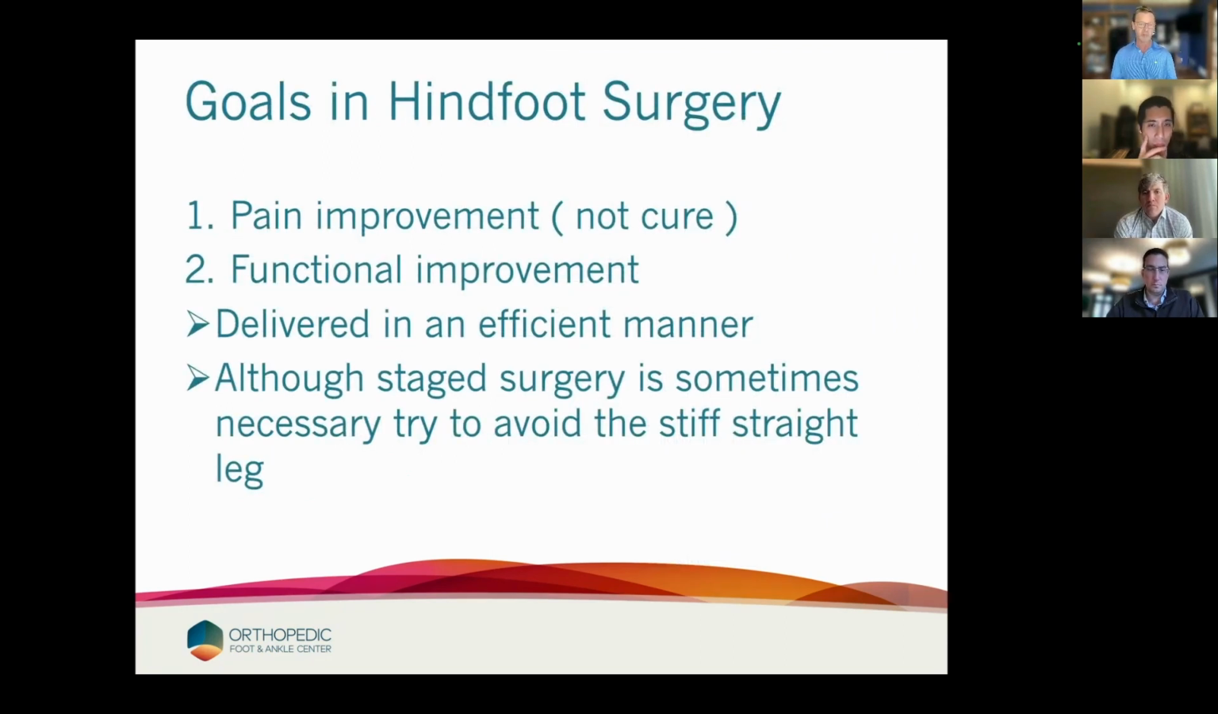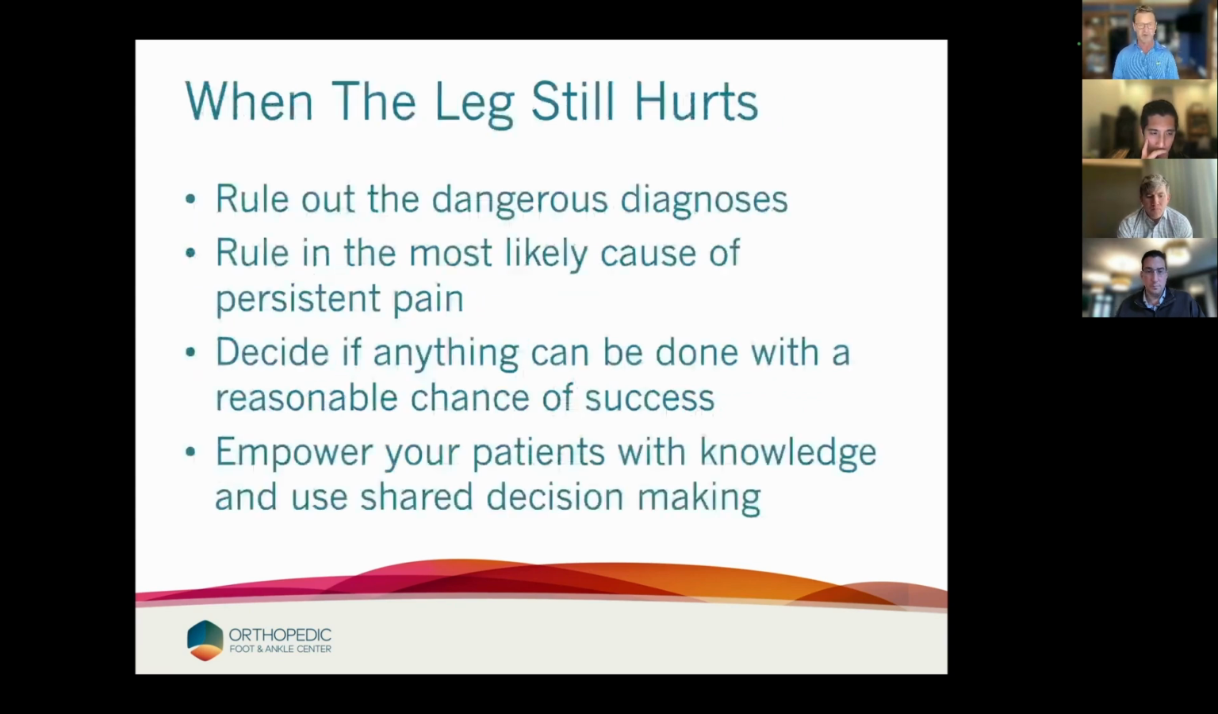So if we look at what our goals are in hindfoot surgery, not fusion, it's pain improvement, not cure, and functional improvement. I'll argue delivered in an efficient manner, and although staged surgery is sometimes necessary, I try to avoid what I call the stiff straight leg, where we're busy patting ourselves on the back as surgeons and the patient just doesn't have a great result.